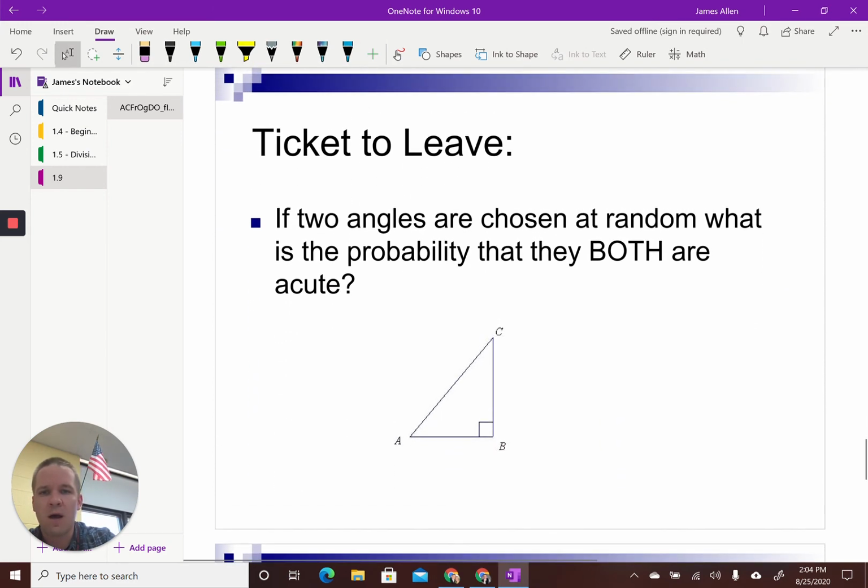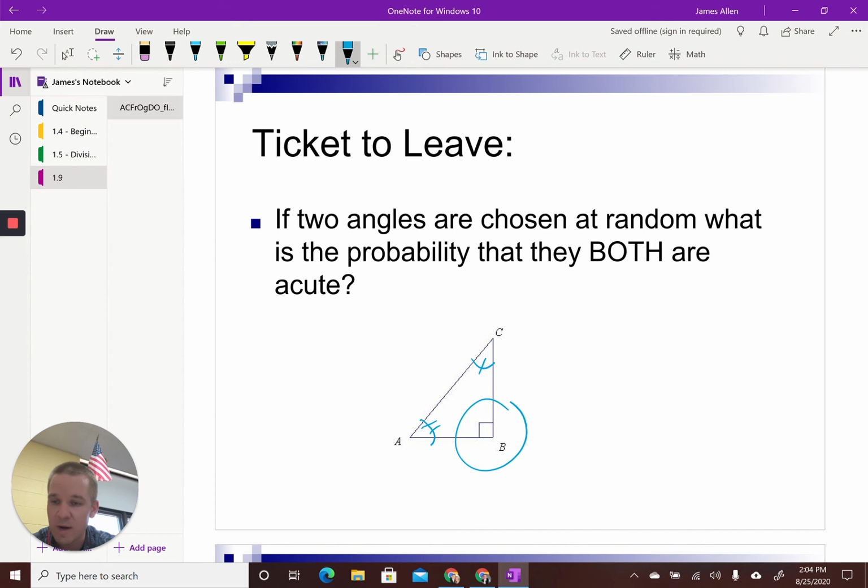Let's try one more of those. It says if two angles are chosen at random, what is the probability that they are both acute? Well, which angles are acute? We've got A and C. B is a right angle; we can assume that because it's marked. The other two have to be acute. How do I know that? There's 180 degrees in a triangle, and if 90 has already been used, the other two add up to 90, so they're like 89.9 and 0.1, or somewhere in between. So they have to be acute.